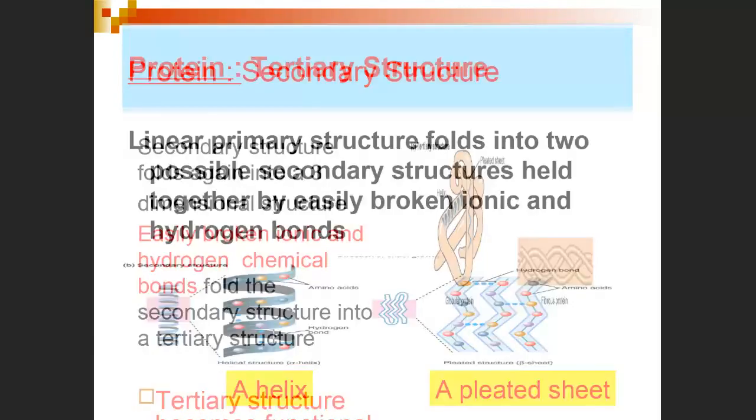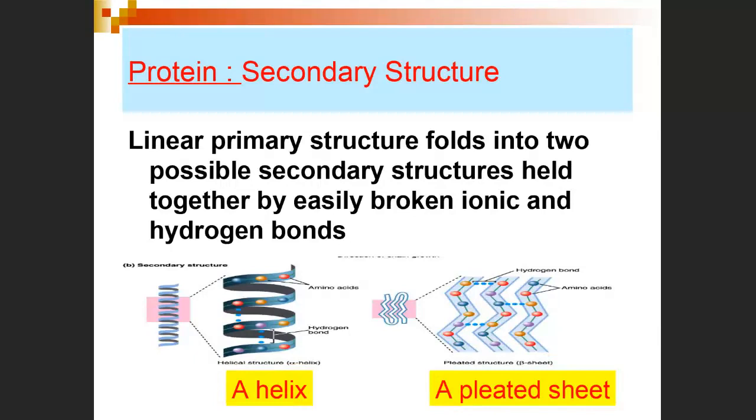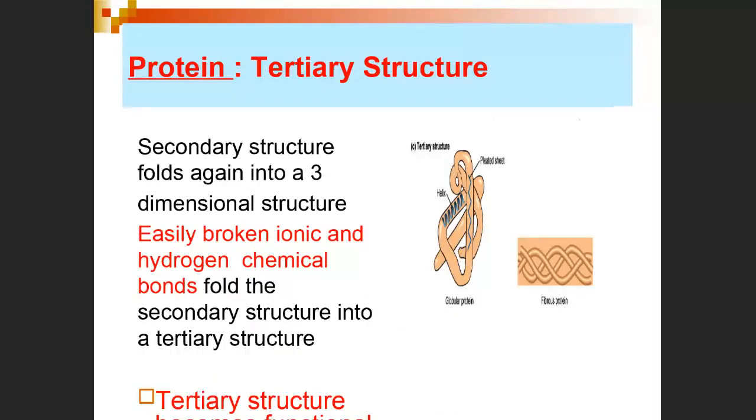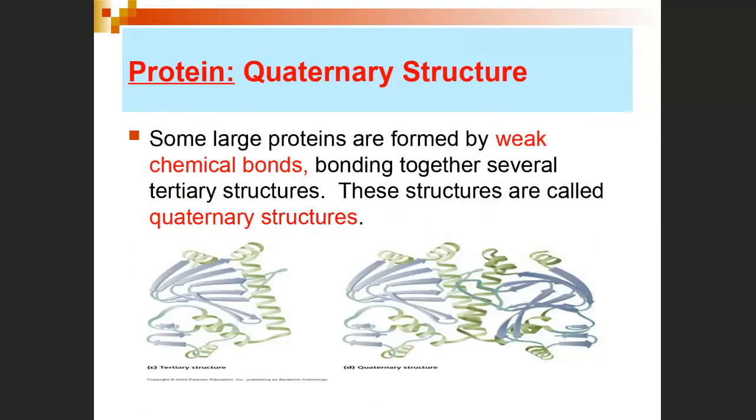And by the way, these structures are created by weak, easily broken ionic and hydrogen bonds, as opposed to the primary structure, which is not easily broken. Tertiary structure, easily broken, weak ionic and hydrogen bonds. Now we have these beta sheets and alpha helices twisting again in a three-dimensional structure. And that is typically the end of the shape of the protein. In some proteins, we have 2 or 3 or 4 tertiary structures coming together with weak chemical bonds to make what's called a quaternary structure. Okay, so these would be huge molecules.